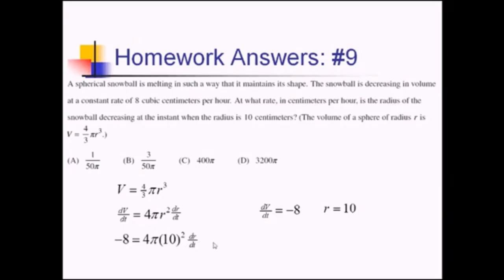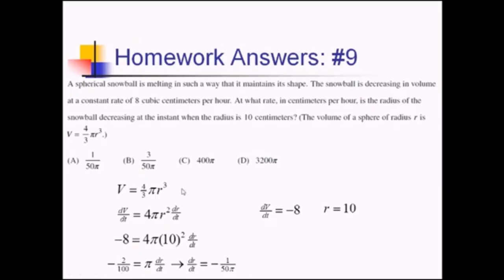And there's no calculator allowed on this one, so I'm going to divide this in pieces here. First off, -8 divided by 4, that's -2. And then I'll divide by this 10 squared. So far I've got -2 over 100. And then, let's see, that reduces to -1/50th. Divide by pi, I've got -1 over 50 pi.